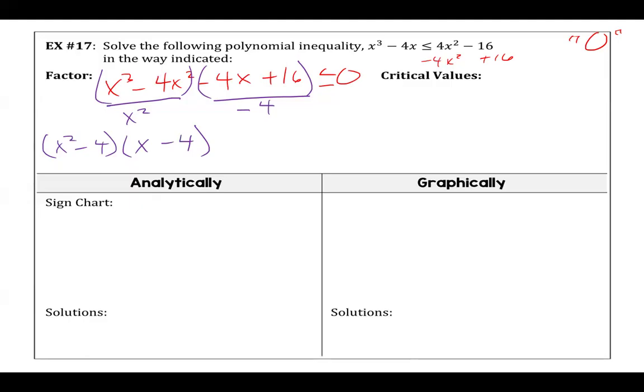Do you guys remember difference of two squares? If you have two perfect squares that are being subtracted, that means that it can be factored some more. All you're doing is taking the square root of the first term and the square root of the second term. So we end up with x minus 2 times x plus 2 times x minus 4. So now I am fully factored because I used my previously taught factoring skills.